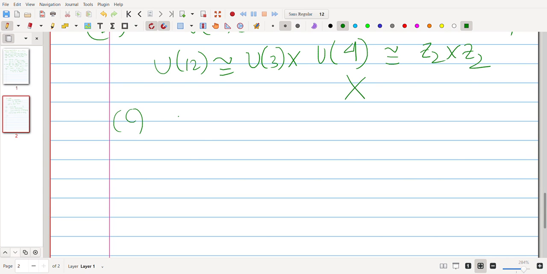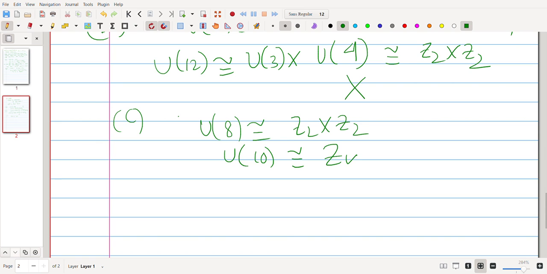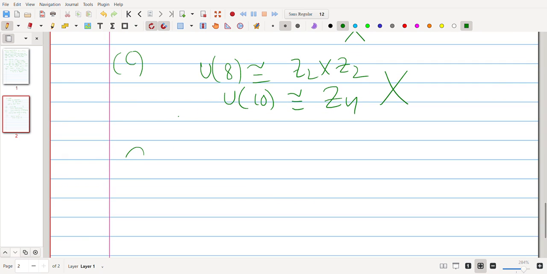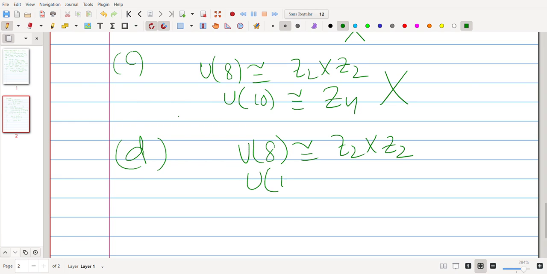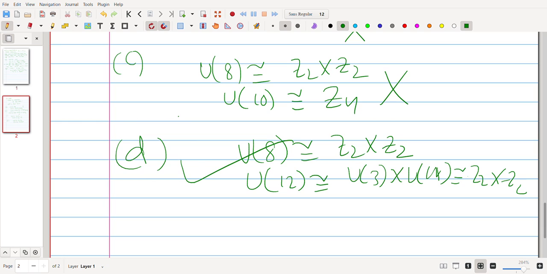Option C, U8 which is isomorphic to Z2 cross Z2 and U10 which is isomorphic to Z4. This is also wrong. So option D, U8 is isomorphic to Z2 cross Z2 and U12 is isomorphic to U3 cross U4, which is isomorphic to Z2 cross Z2. Hence option D is correct.